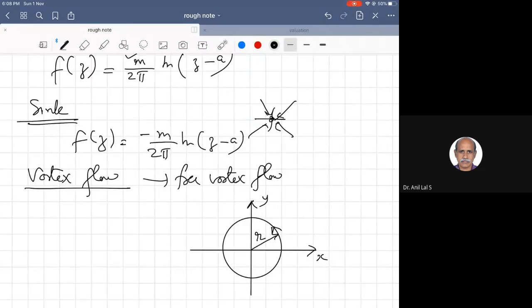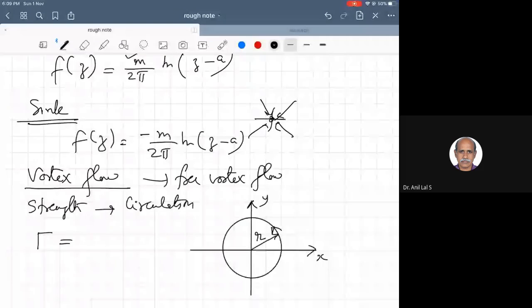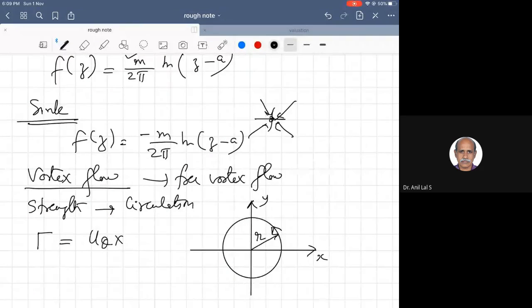The strength of the vortex flow is defined as the circulation. Circulation gamma is equal to the line integral of velocity. It is moving along a circle, so the total line integral becomes the velocity multiplied by the total length of the curve, that is 2 pi r. This is how the strength of a vortex flow is defined. So we have u_theta is equal to gamma by 2 pi r.